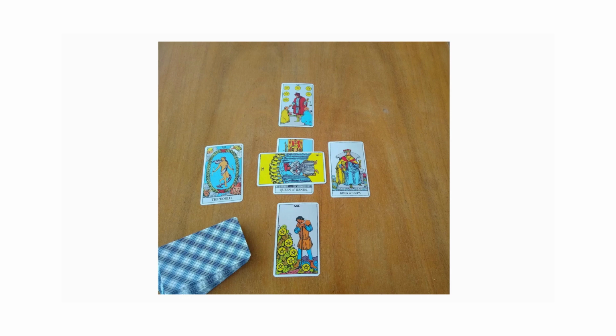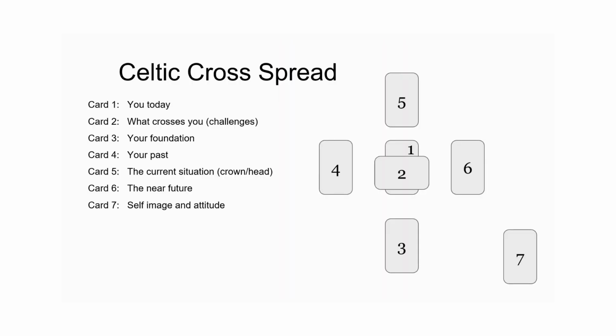The next 4 cards in this spread really clarify the reading. They're laid on the right-hand side of the spread, starting at the bottom with card number 7. Card number 7 is about self-image and attitude. This card deals with how you view yourself and how that influences your attitude toward life and its events, and in particular, the question at hand in the reading.